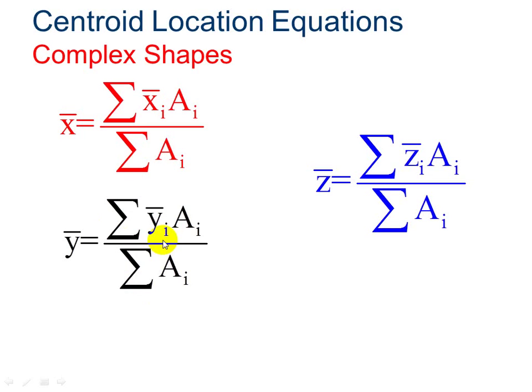And then should you be doing this in 3 dimensions, you'll often have a z point for your centroid. And so it's the same exact idea, only now you'll use the distance from the z-axis times the area. So take a second and make sure that you have these written down.